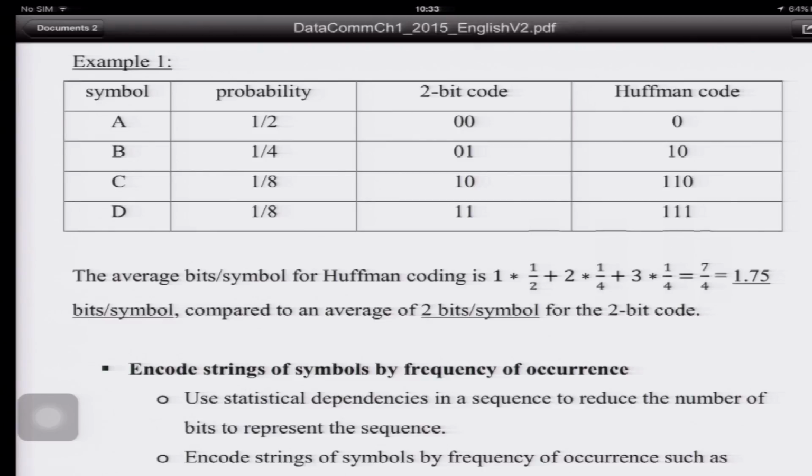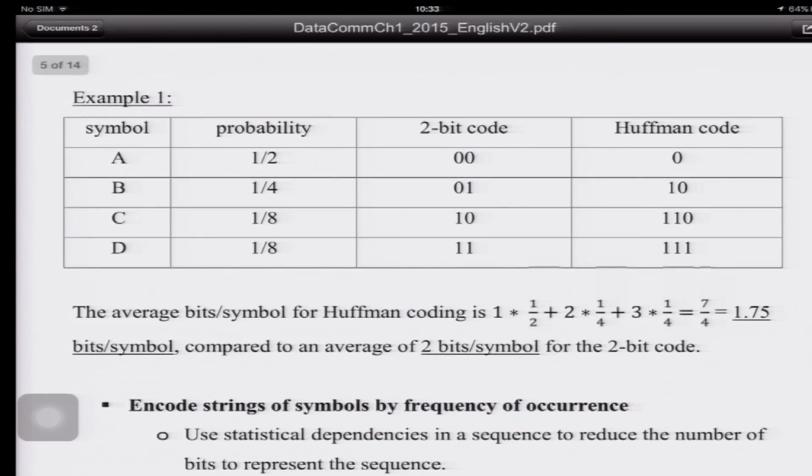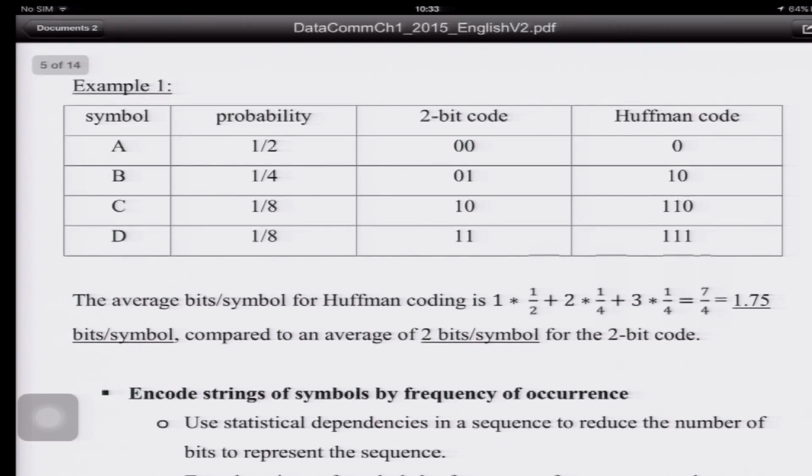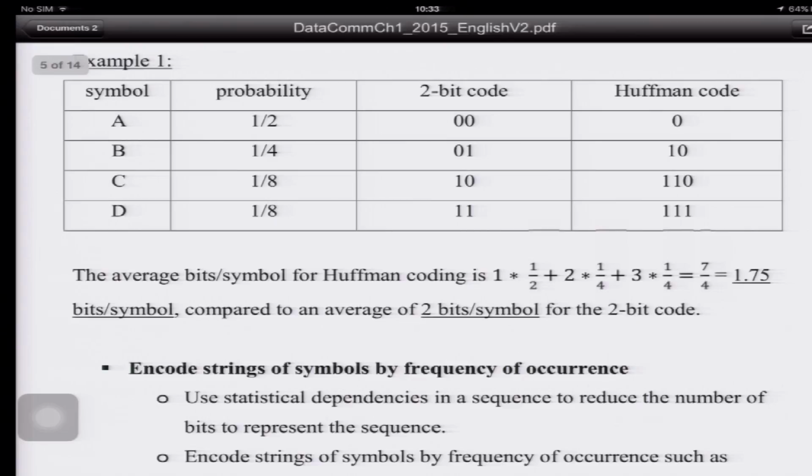This is lower than the average of 2 bits per symbol for the 2-bit code, because for the 2-bit code, every one of the symbols has a 2-bit length. So the average is 2 bits. So you see that this one saves the number of bits that you want to send.